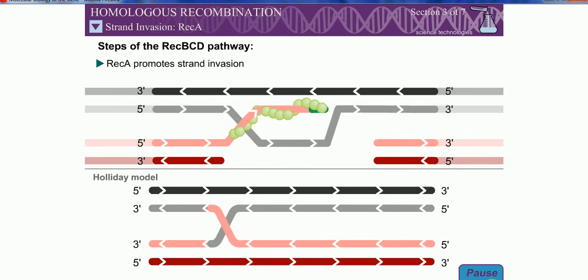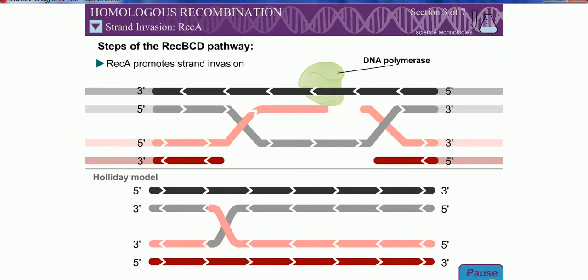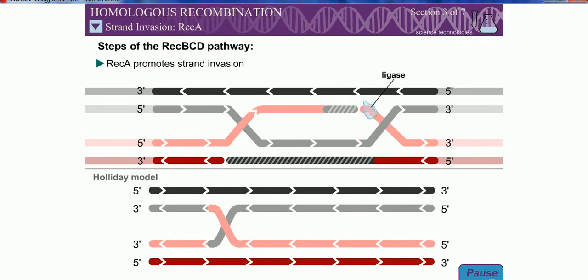However, unlike the Holliday model, the RecBCD pathway can involve 2 Holliday junctions. Once the Holliday junctions have formed, RecA can dissociate from the DNA. The replication machinery then fills in the gaps in the DNA. This synthesis of new DNA is another feature missing in the Holliday model.